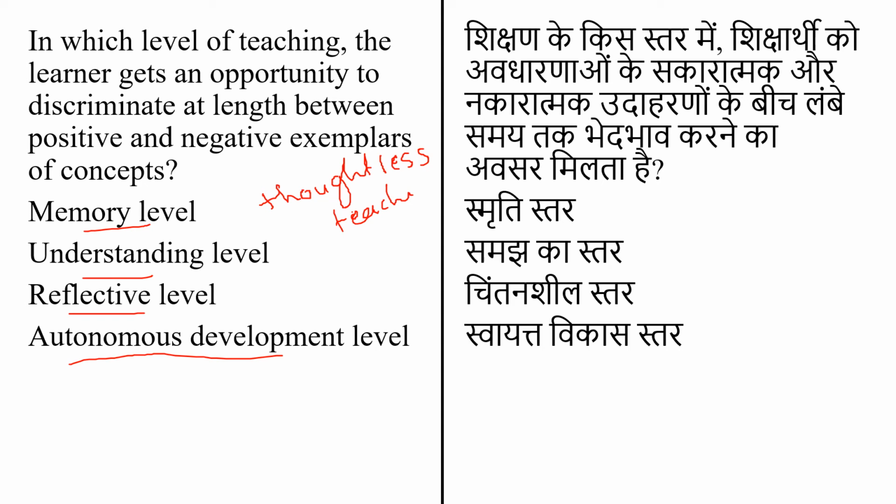Which we use at the primary level, where we are trying to memorize things. The second one is the understanding level of teaching. Teaching at the understanding level is of higher quality than teaching at the memory level. It is more useful and thoughtful from the point of view of mental capacity. Here the learner is trying to understand things.